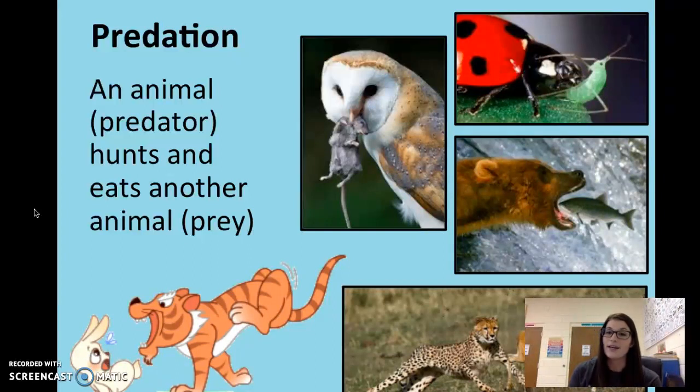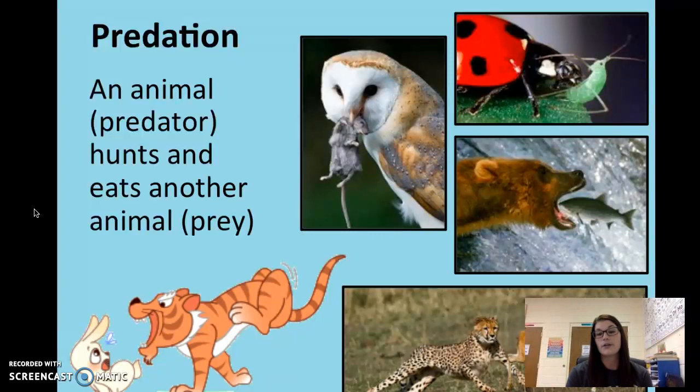The top picture on the right is a ladybug eating a bug that's called an aphid. We usually don't think of a ladybug as being a predator. However, they actually do eat these aphids. That's kind of a good thing for us because aphids actually are parasites for plants. And so the ladybug eats the parasite off the plant, which helps the plant, and then the ladybug also gets food.